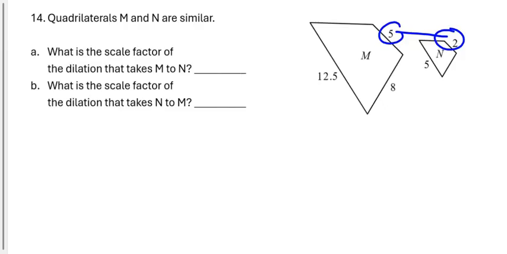So if I want to dilate from m to n, I'm going from bigger to smaller. I want the scale factor to be less than 1. If I want to go from n to m, which makes the shape bigger, then I want the scale factor to be 5/2. Always have 2 options depending on which direction you are scaling.